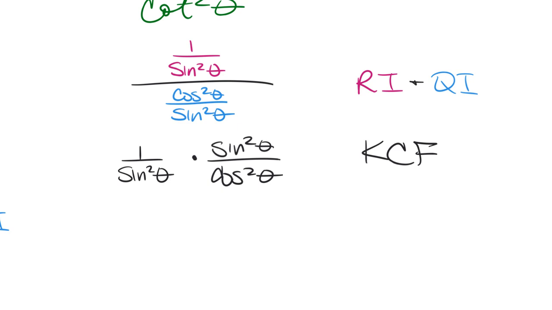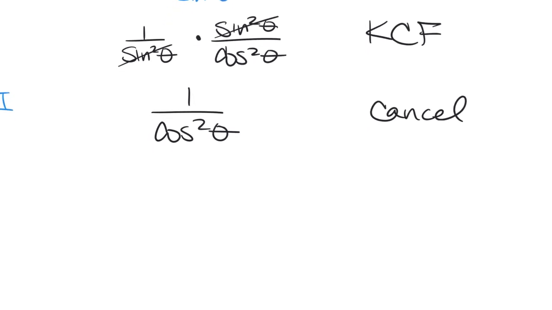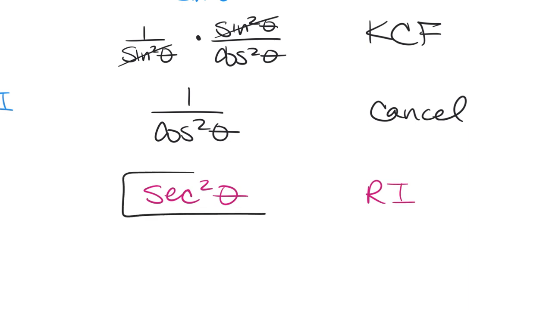What are your spidey senses saying? Cancel. What cancels? Sines. The sine squared of theta on the numerator and denominator, which means I'm only left with 1 over cosine squared of theta. That's a cancel step. We are 1 step away from being done. What is that last step? Secant. Yeah, 1 over cosine is the identity of secant, which means using that reciprocal identity, I can take this back to secant squared of theta. And that's it.